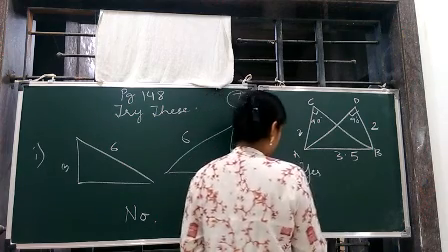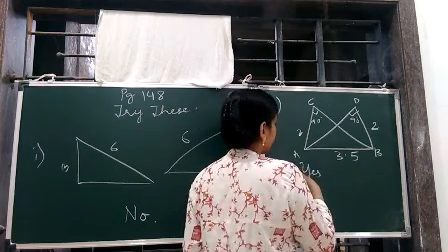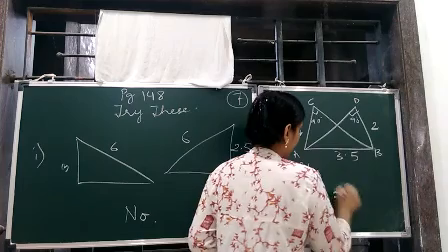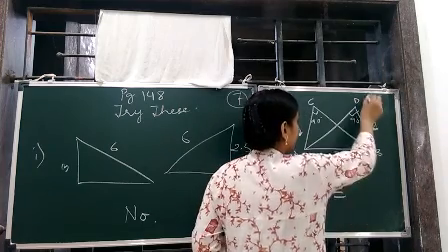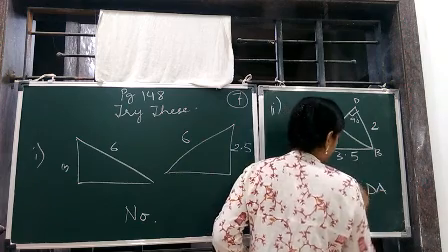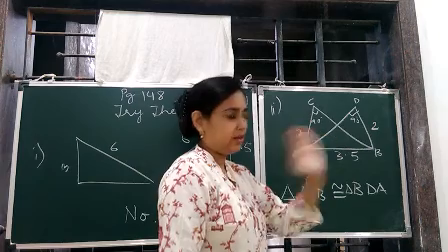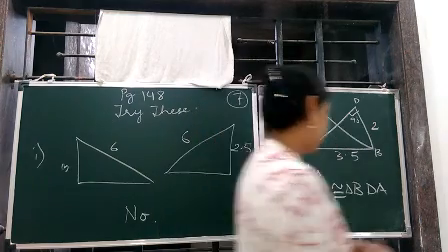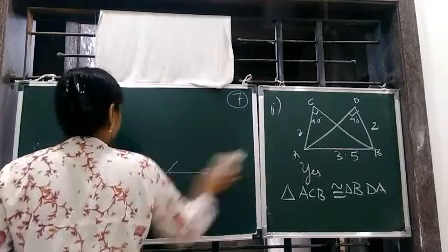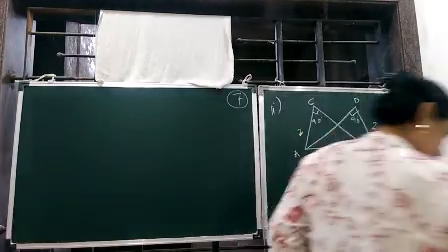Yes, and we have to write the sign of congruency. We have to show the symbol. So, triangle ACB is congruent to triangle BDA. For corresponding sides, we are writing A is this side, so B will also come on this side. Okay, so this completes the second one. Then we do the third one.